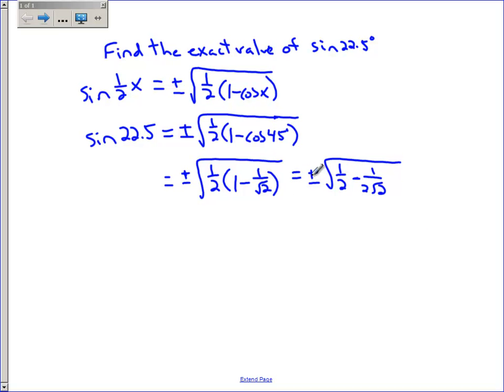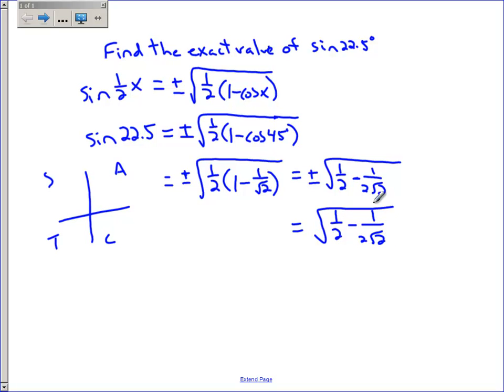Okay, so now you have to choose. Is this positive or negative? Well, you're going to have to know a little bit about All Students Take Calculus. Quadrant 1, everything's positive. Quadrant 2, only sine is positive. Quadrant 3, only tangent is positive. And quadrant 4, only cosine is positive. Where is 22.5 degrees? Well, that happens to be in quadrant 1, and in quadrant 1, all trig functions are positive, so we are going to say this is the positive version of that answer. There's going to need to be some thought whether or not you're going to pick the positive or the negative.